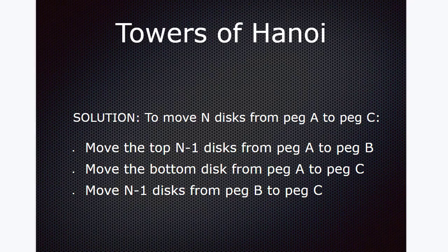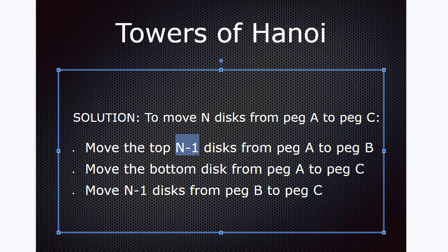We move these over. It turns out we can generalize our solution to the Towers of Hanoi problem into a fairly simple recursive solution. If we want to move n disks from peg A to peg C, we're going to move n-1 disks from peg A to peg B, that's our middle peg. We're going to move the bottom disk from peg A to peg C, which puts the bottom disk on the target peg. And then finally, we're going to move the n-1 disks that we originally moved to peg B, the middle peg, to peg C.